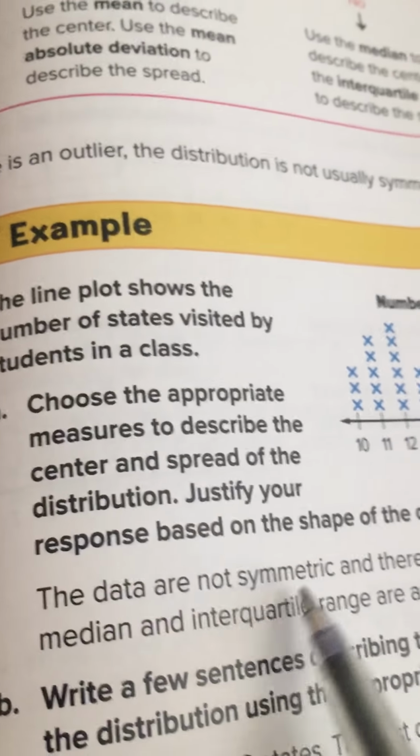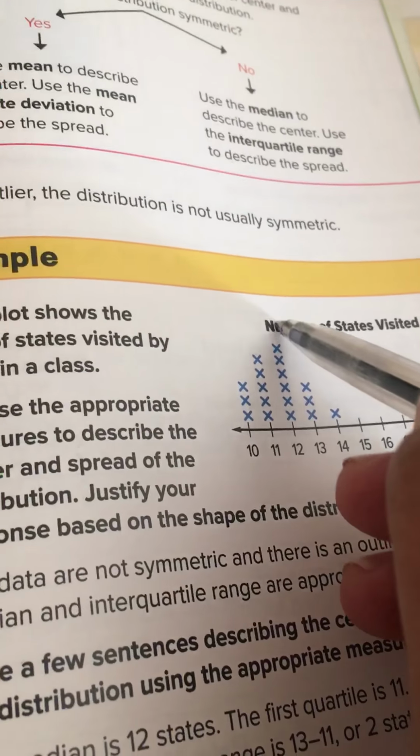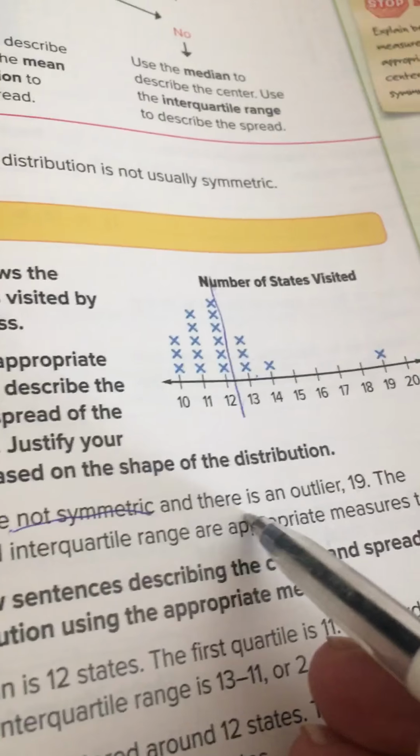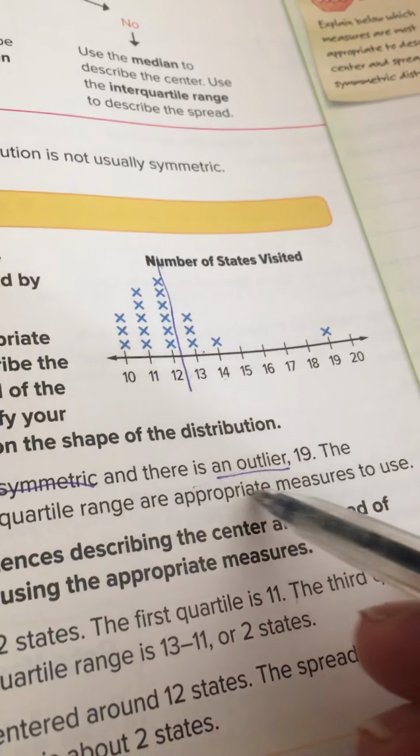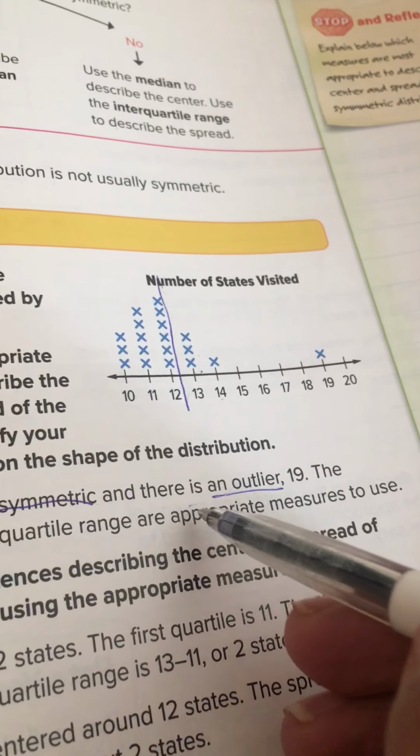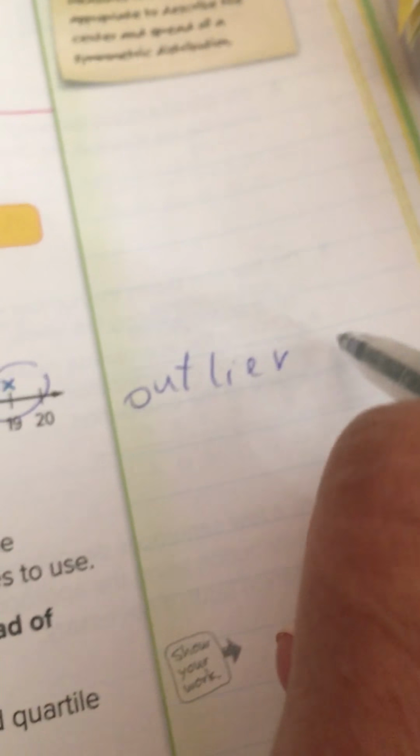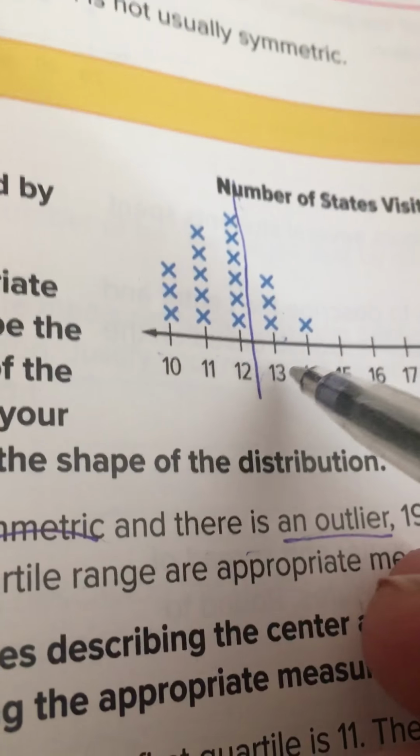The data are not symmetric. Not symmetric. If I graph, this is different. If I put a line here, this is not the same. So not symmetric. And there is an outlier. No outlier because 14, 15, it is closer. So the outlier is 19. 19 is away. Here 10, 11, 12, 13 cluster together, but 19 is away.